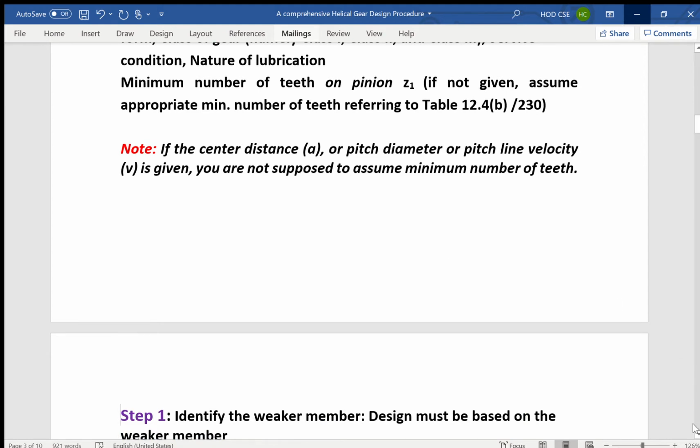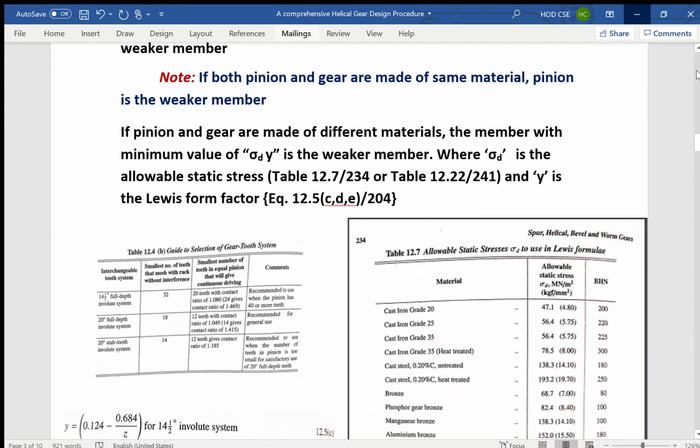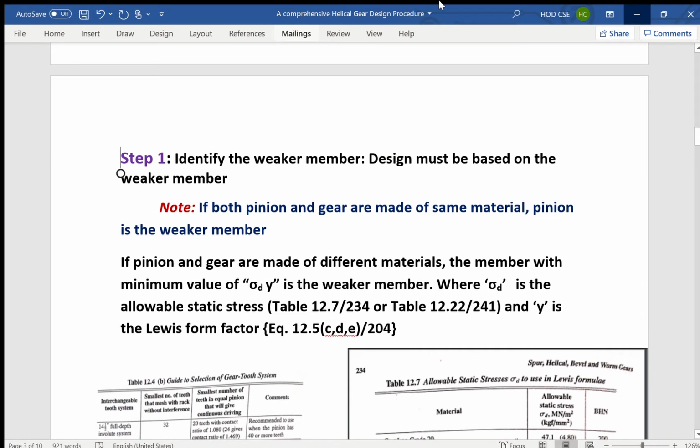Step 1. Identify the weaker member, because design must be based on the weaker member. Note, if both pinion and gear are made of the same material, pinion is the weaker member. So hence the design must be based on the pinion. If pinion and gear are made of different materials, the member with minimum value of the product sigma d and y is the weaker member, where sigma d is the allowable static stress.